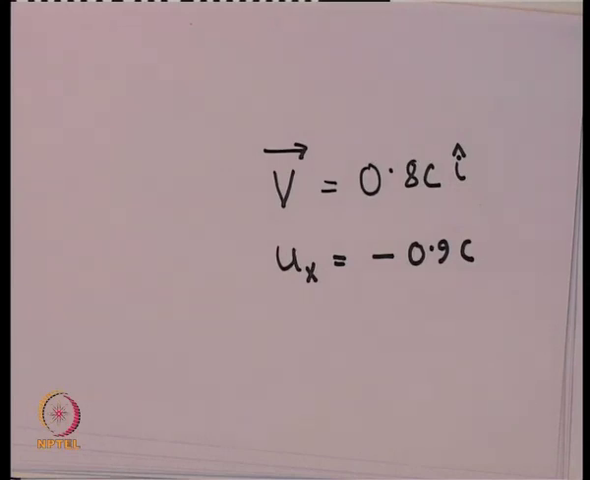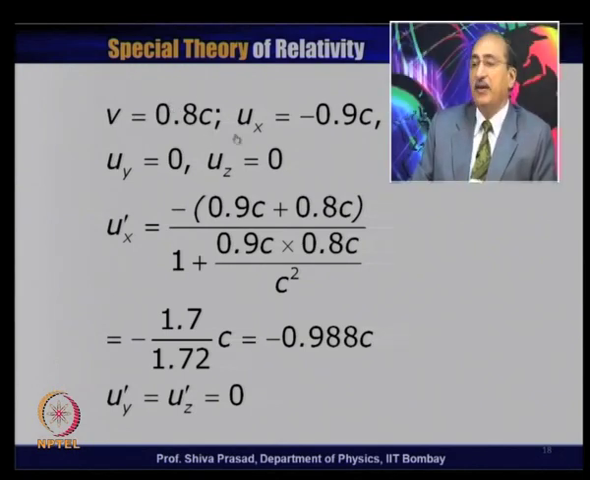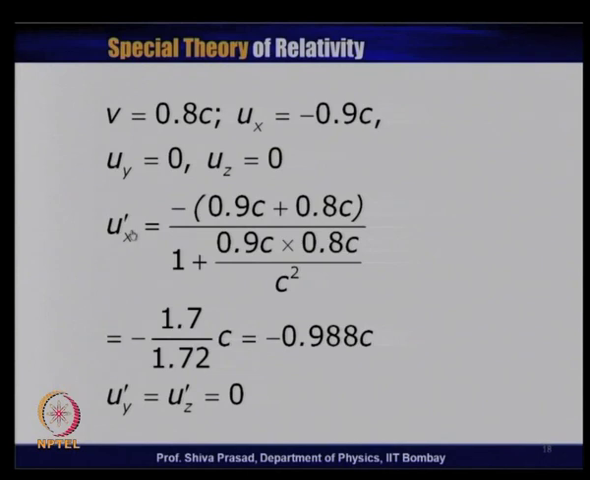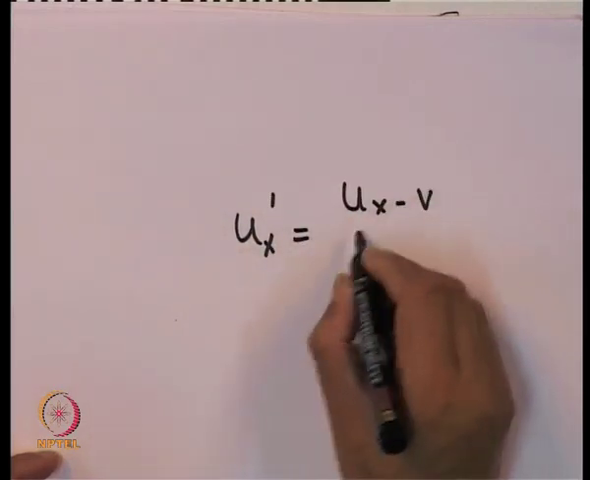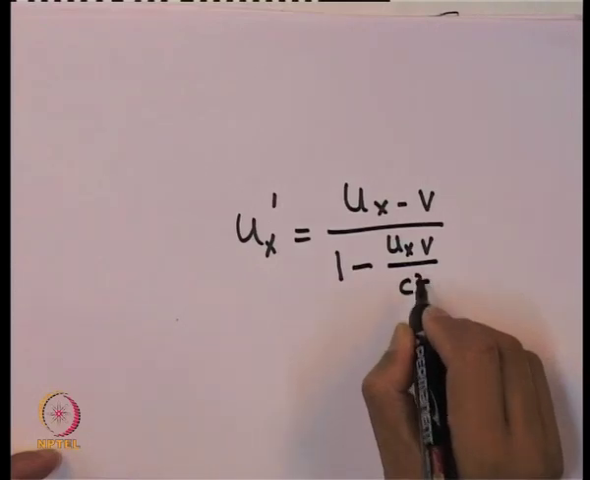So, the first equation on the top, this particular transparency shows very clearly V is equal to 0.8 c, as we have written here. u x is equal to minus 0.9 c, that is what we had written earlier. u y is equal to 0, u z is equal to 0, because there is no velocity component in the y or z direction. The particle is assumed to be moving only in the x direction. We apply the formula of velocity transformation. Let me write the formula just to be sure. u x prime is equal to u x minus v divided by 1 minus u x v upon c square.